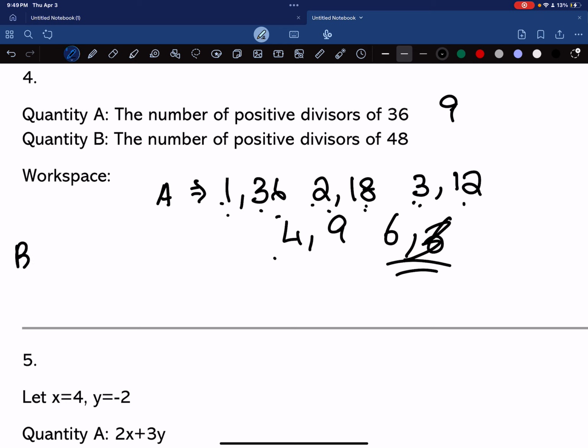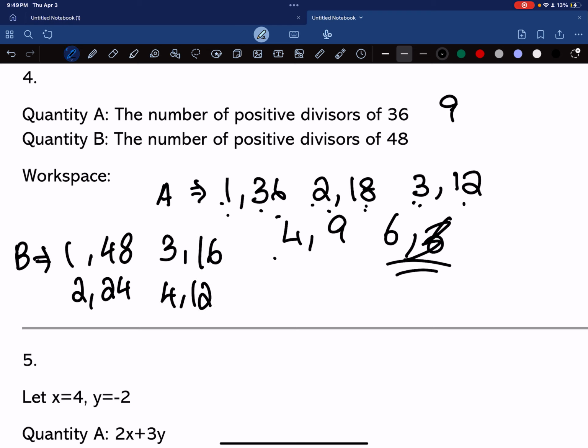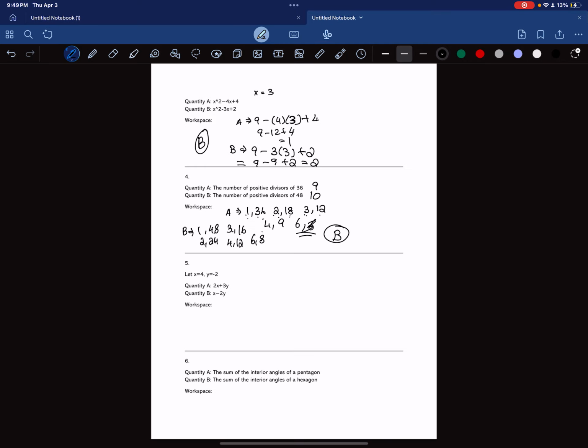Positive divisors of 48. So we'll start with 1 and 48. 2 and 24. 3 and 16. 4 and 12. 6 and 8. I think that should be it. 1, 2, 3, 4, 5, 6, 7, 8, 9, 10. So since we have more positive divisors of 48 than we do for 36, our correct answer is B. It feels like all of them are B so far.